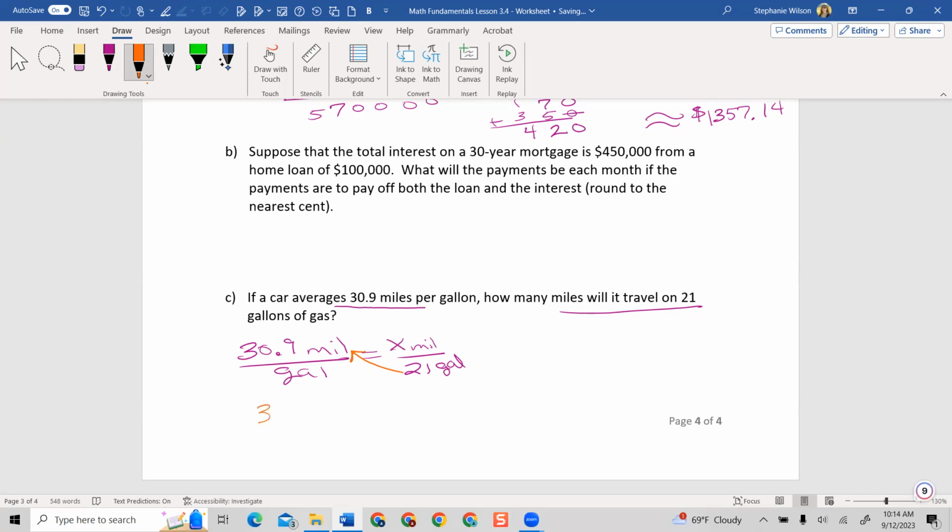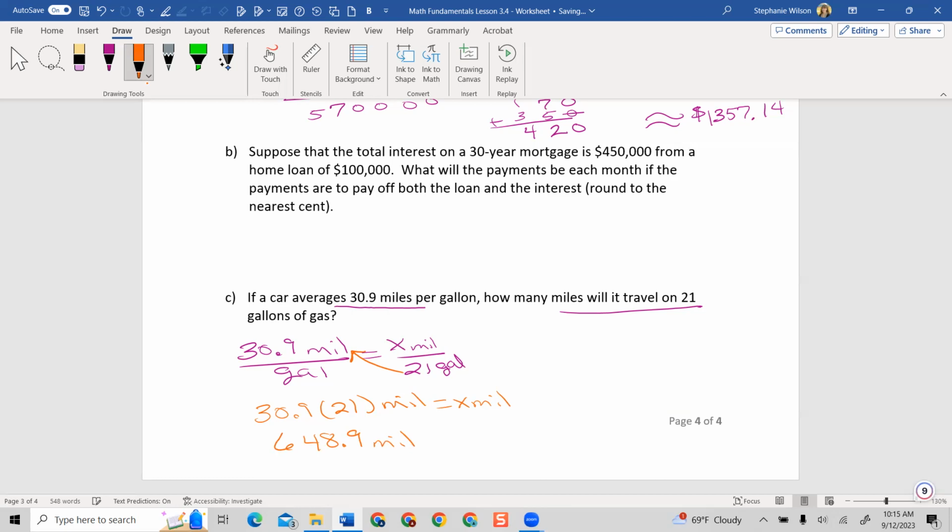So now I got 30.9 times that 21. It's going to be miles, because when I move this 21 to the top, the gallons reduce. And this is all equal to X miles. And when I multiply these together, I get 648.9 miles. So that's one way to solve it. That's on 21 gallons of gas.